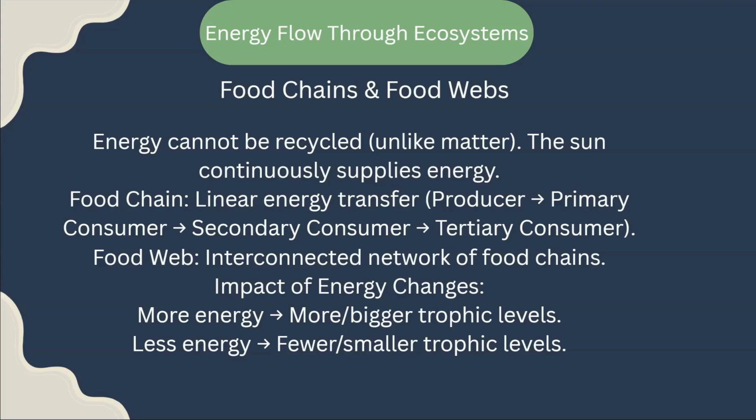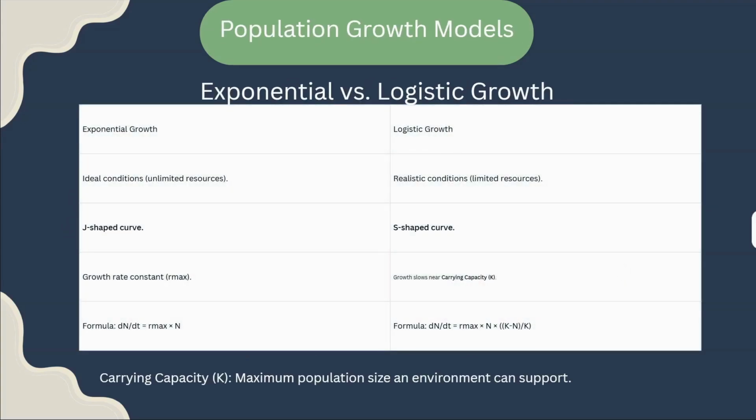The impact of energy changes, so more energy leads to more or bigger trophic levels. Less energy leads to fewer or smaller trophic levels. Population growth models. There's exponential versus logistic growth. Exponential growth is under ideal conditions, unlimited resources. It has a J-shaped curve, growth rate constant, which is r max. The formula is dN/dt equals r max times N.